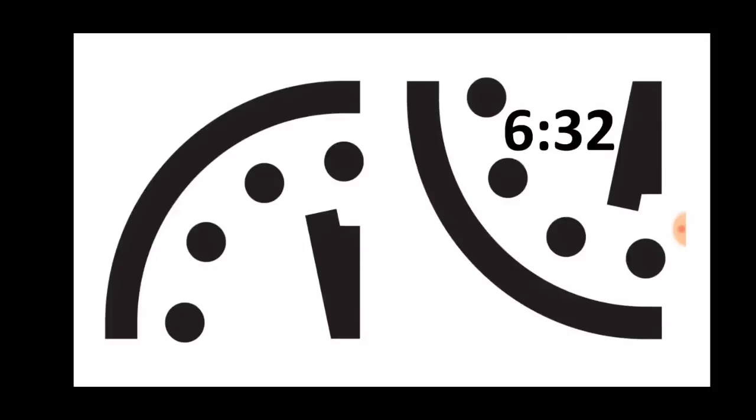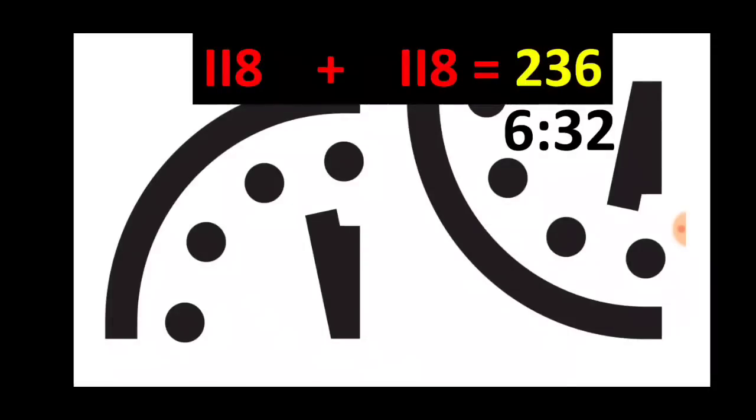What is 632? Like I've shared before many times, it's 118 plus 118, representing both coasts, both attack codes, like I showed you in the very beginning of this video.